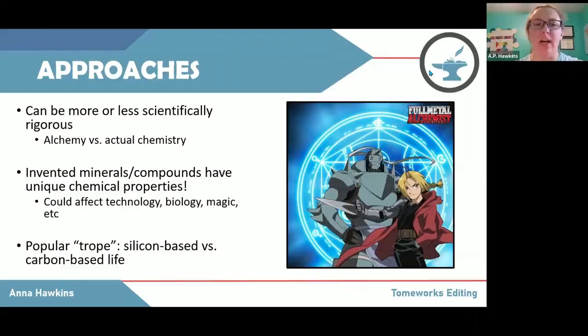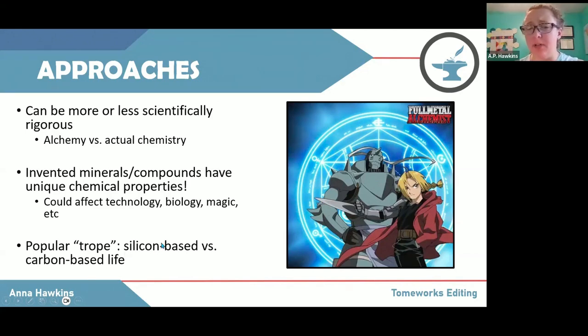But whenever you have invented minerals, invented compounds, if you're doing alchemy, I have Fullmetal Alchemist on here, these are small elements of speculative chemistry that you are going to have to deal with in your story. Because if you're inventing a mineral or a compound that has unique chemical properties, that could affect technology, biology, magic, and really anything.